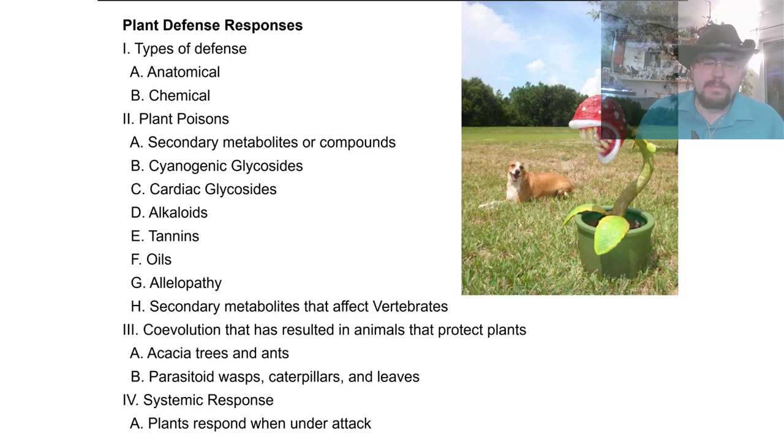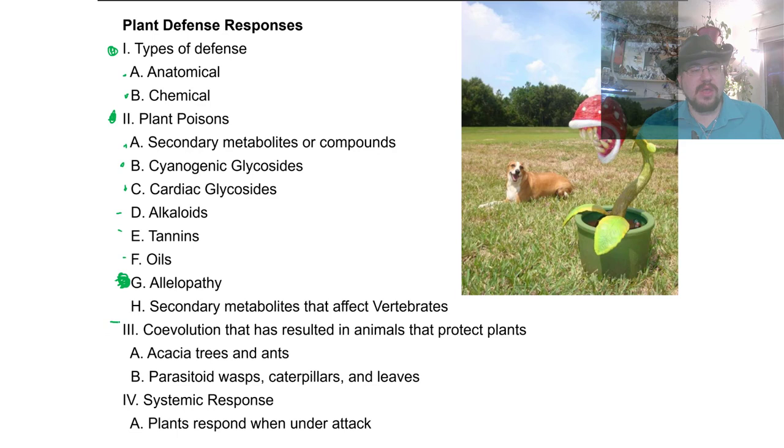Okay, let's get on with part two here, wherein we talk about plant defense responses. So, this is what happens when plants defend themselves. We'll go through our roadmap here, in which we talk about the different types of defenses, anatomical or chemical, the different types of poisons plants will produce, whether they be secondary metabolites or various specialized poisons, various interesting chemicals for defending against herbivory or even helping to colonize and limit competition, which is pretty cool.